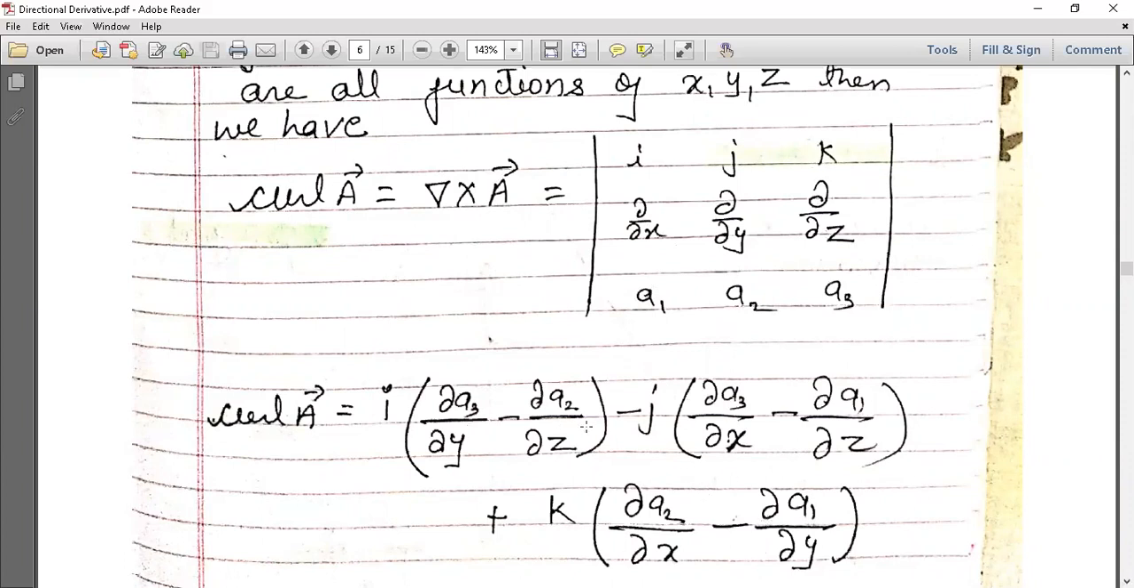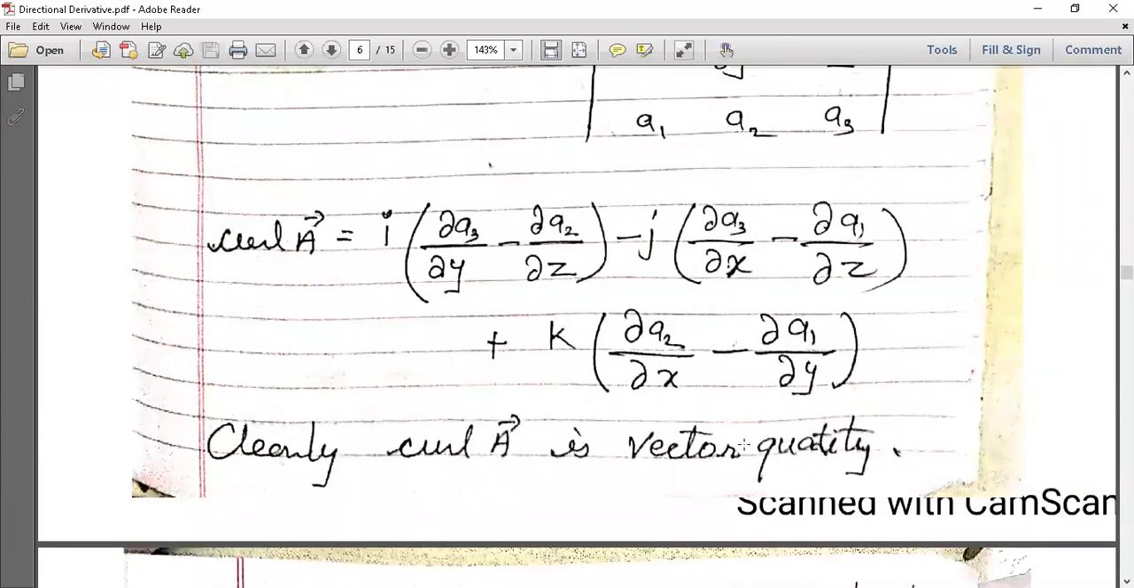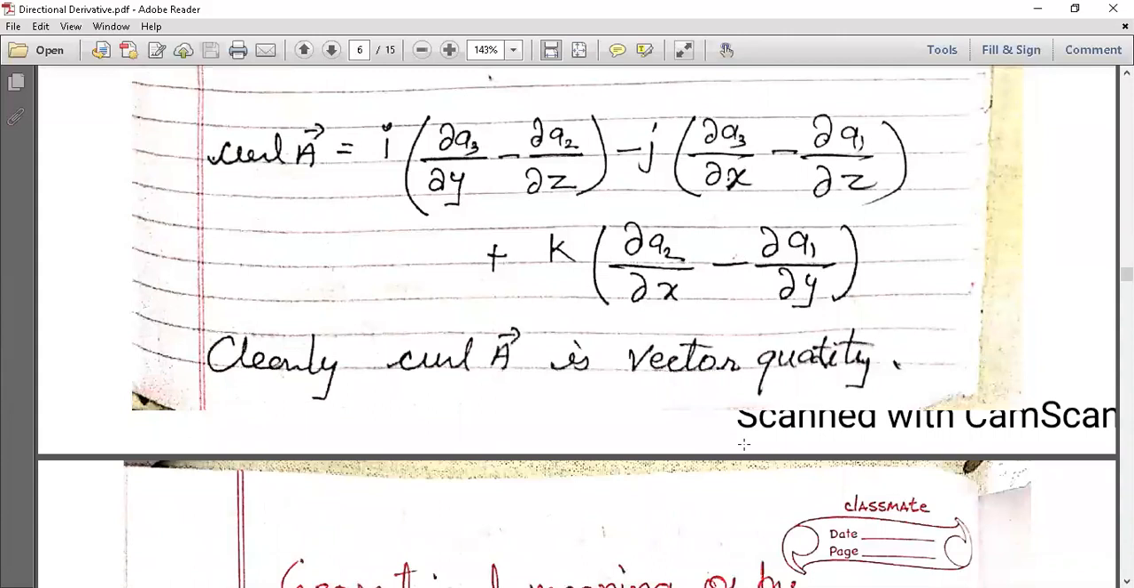Now suppose A1, A2, A3 are defined as x, y, z functions. What is required is to do the partial differentiation with respect to y, z and x term by term. So the conclusion is that if we apply curl to A, we get a vector quantity.